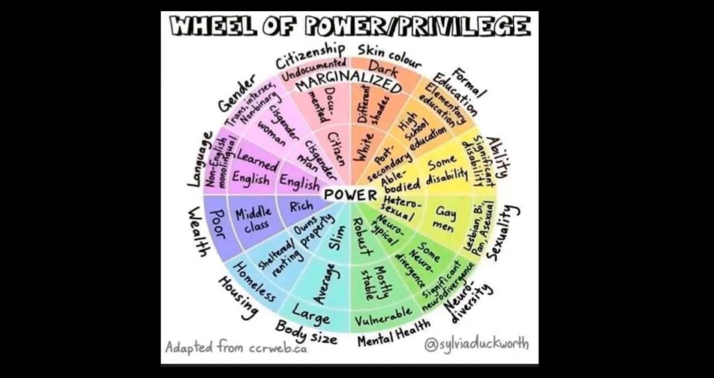So this is a really useful chart to get a handle on some of the different marginalized identities that we come across. It's not all of them there. For example, age isn't here. There are some others that aren't here, but this is a really good starting point.